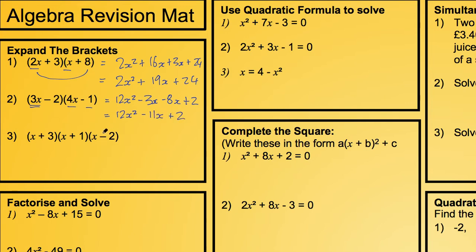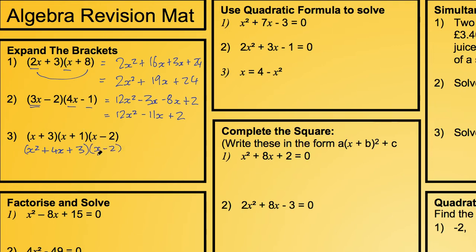This one, triple brackets, I need to expand one pair of brackets first and then multiply by the final bracket. So that gives me the first two brackets, x squared, outsides would be plus x, insides plus 3x, so altogether that is plus 4x. If you take two lines to do that, that's fine, but I've just done it in one to speed things up. 3 times 1. And that is all multiplied by the third bracket.